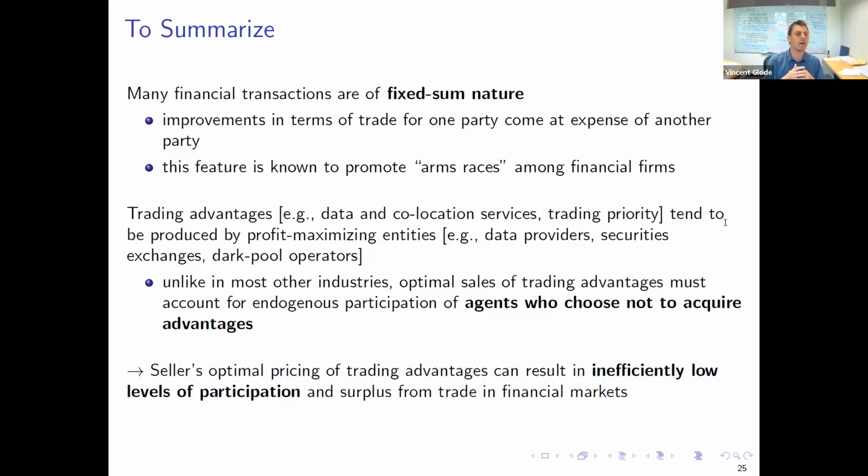The seller's optimal pricing of trading advantages can result in inefficiently low levels of participation. It is optimal in some cases for the seller to sell the trading advantages enough that it leads to non-participation, even though non-participation lowers the value of the trading advantages.